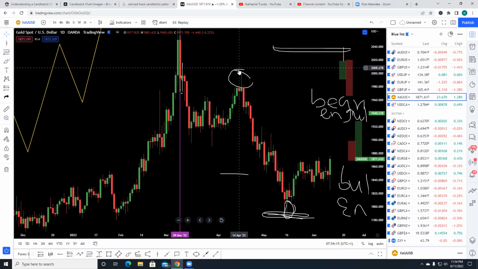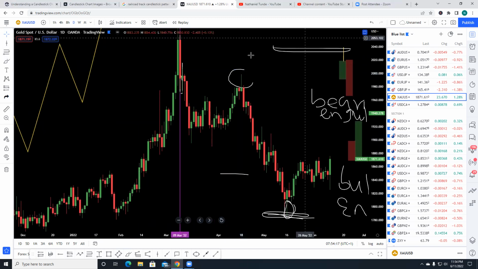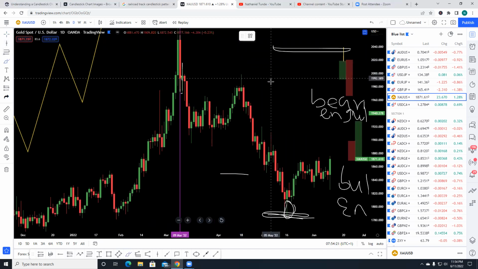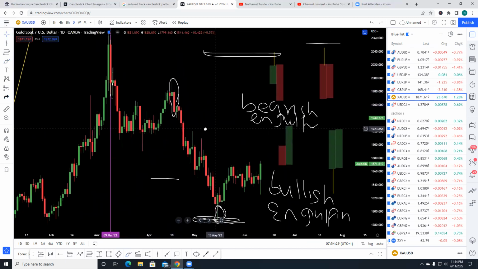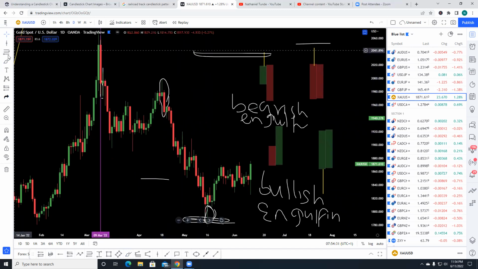And what's the candlestick pattern that we see here, guys? We have seen a bearish engulfing candlestick pattern. Where is it? Boom, here. Can you see? Where is the bearish engulfing candlestick pattern, guys? Look at it here.